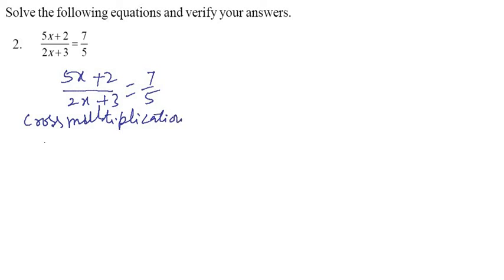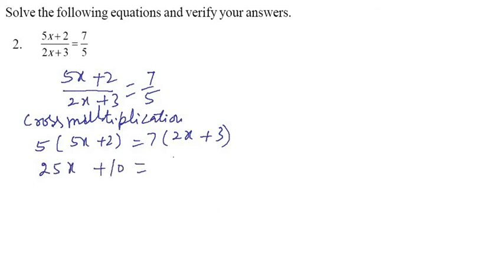So what will happen? It is 5 multiplied by 5x plus 2, and it is 7 multiplied by 2x plus 3. Now do the multiplication. 5 fives are 25 of x and 5 twos are 10, and 7 twos are 14 of x and 7 threes are 21.